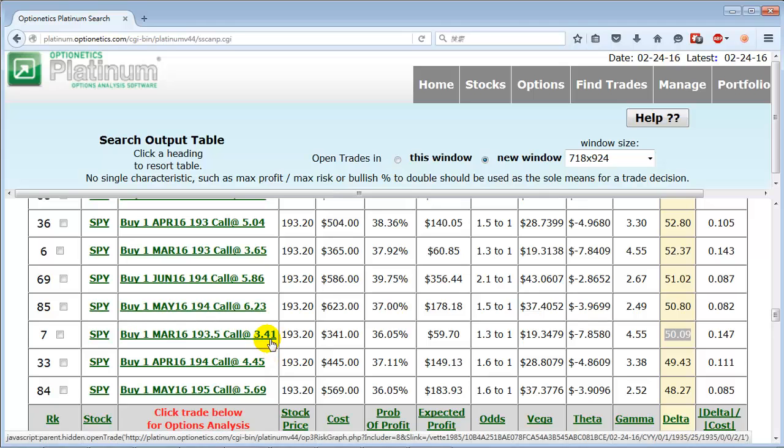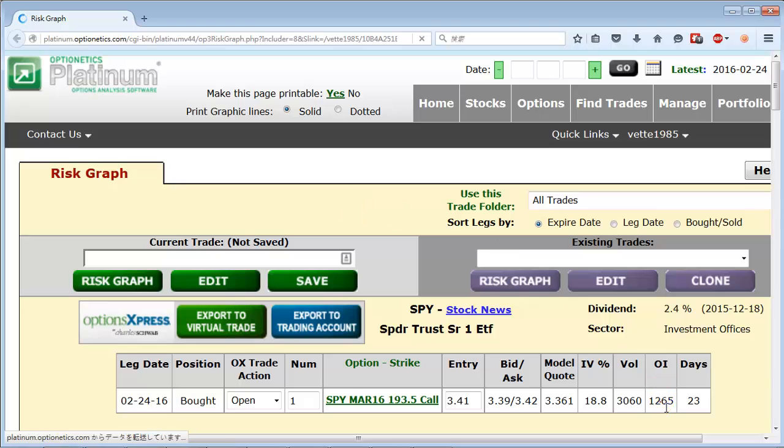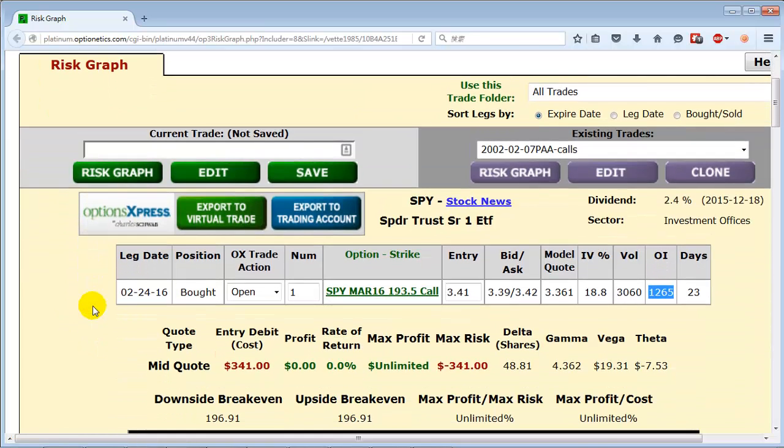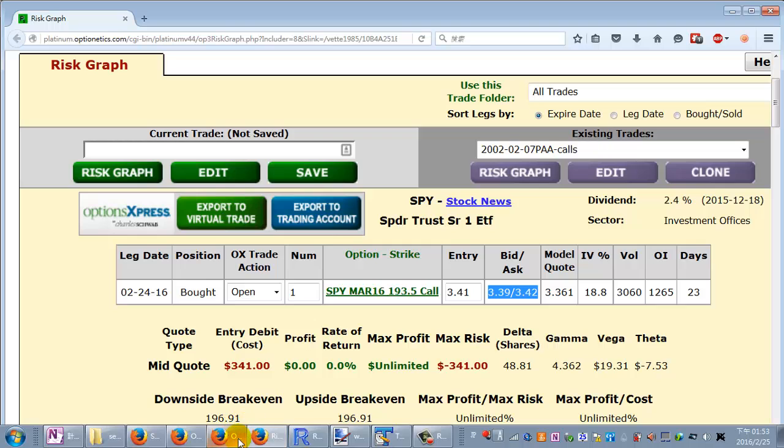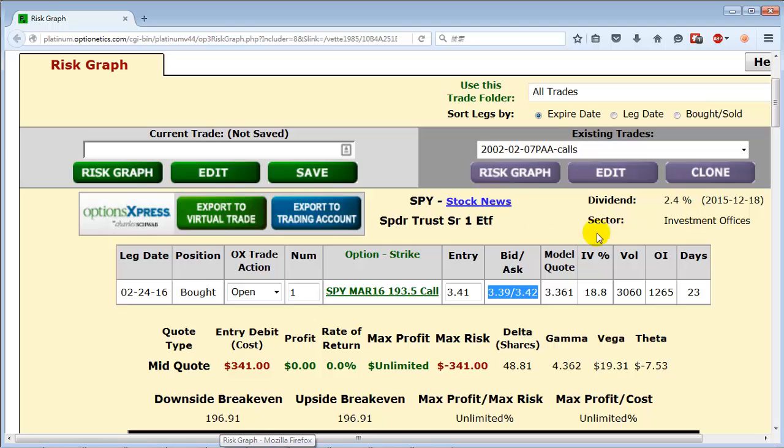In that case, for example, if I click on this, you'll see how popular this option is. The open interest is 1,265, so that's pretty popular, and you can see that the bid and ask is pretty tight. So this is a good option, but you won't always see that. Some stocks are not popular to trade on, and therefore you won't see them having these close bid and ask spreads and the open interest that you see on popular ETFs and stocks like the SPY.